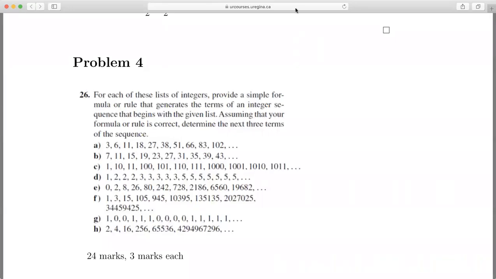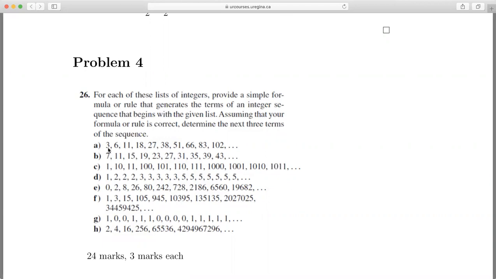Hello everyone. In this tutorial we will solve problem 4. Here we have to provide a formula or rule that will generate the next 3 terms in the sequence. So let's start with 4a.